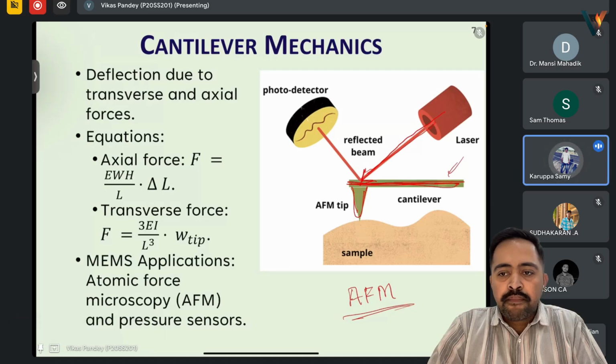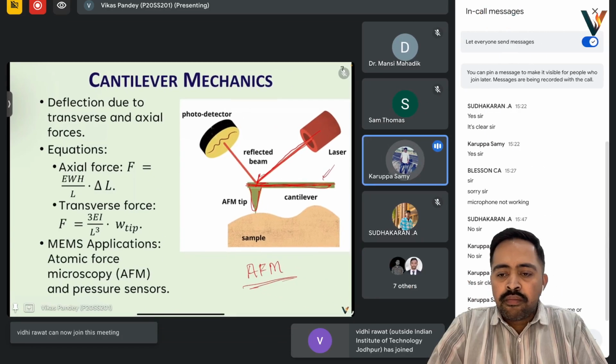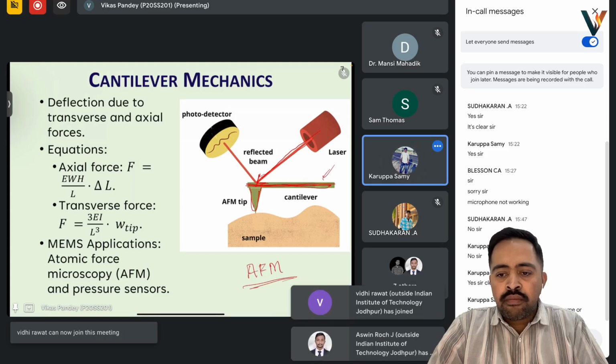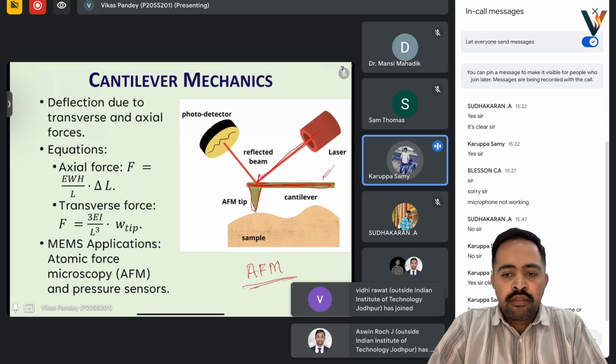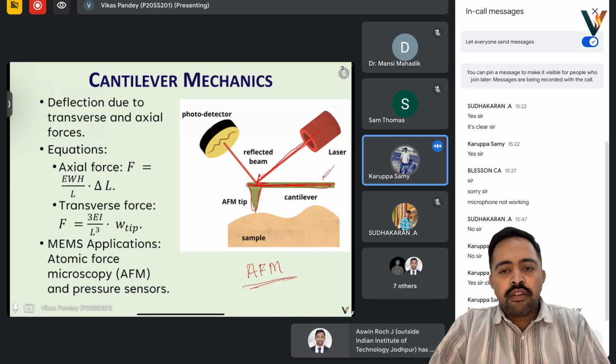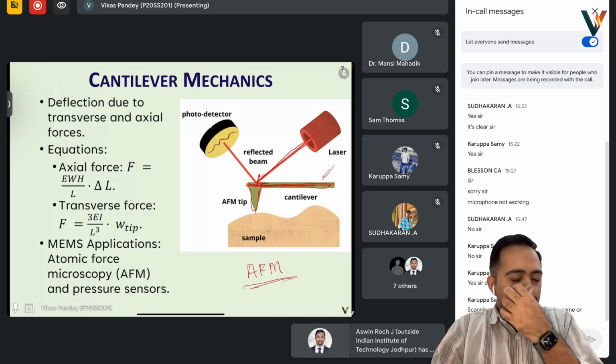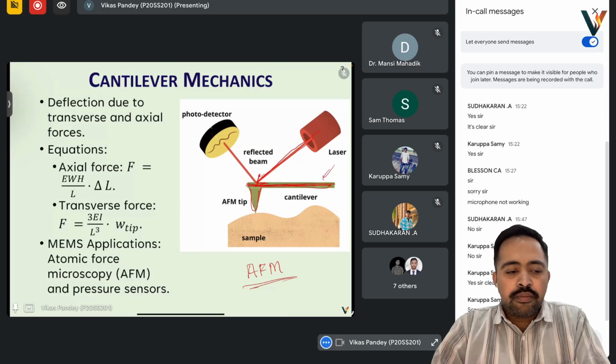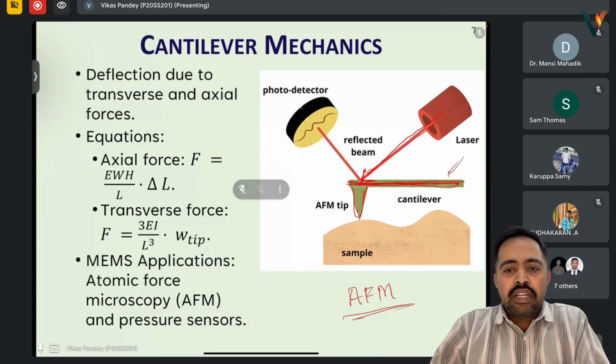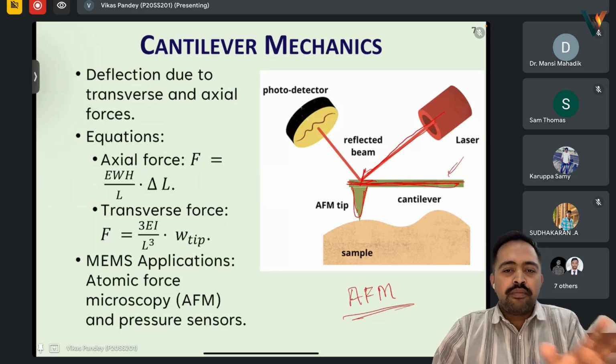Sir, is it the same type of microscope as AFM? Not exactly the same, but similar, you can say. Scanning probe microscopy and AFM are similar. The concept is very much similar, you can say.